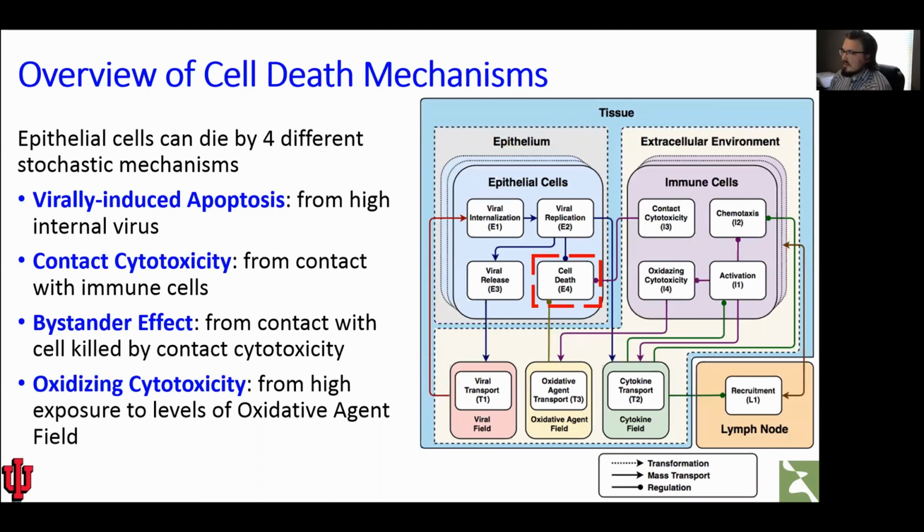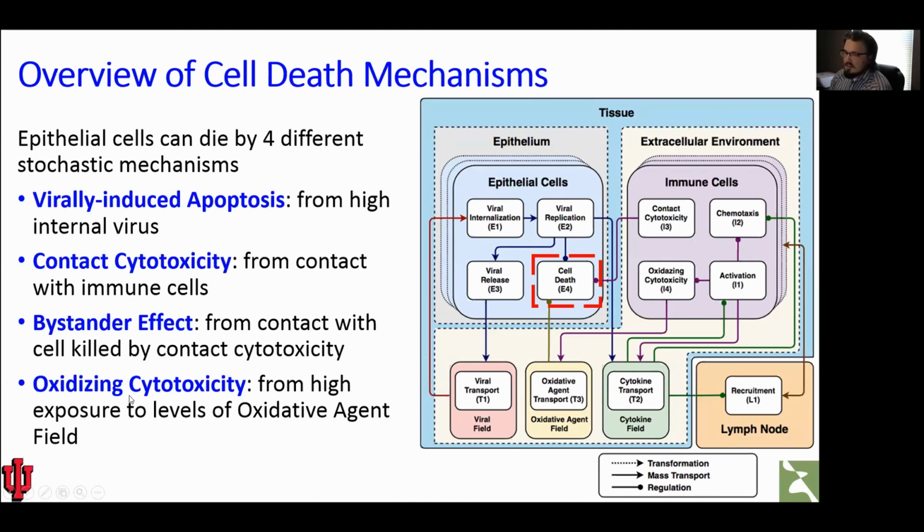Now, along with that event, we also consider a bystander effect, in which case, every time that contact cytotoxicity occurs, we look at all of the neighbors of the cell that was killed, and then we assign a probability that each of those neighbors also dies, and that's our representation of the bystander effect. So neighbor cells killed by contact cytotoxicity also have a probability of dying due to the bystander effect.